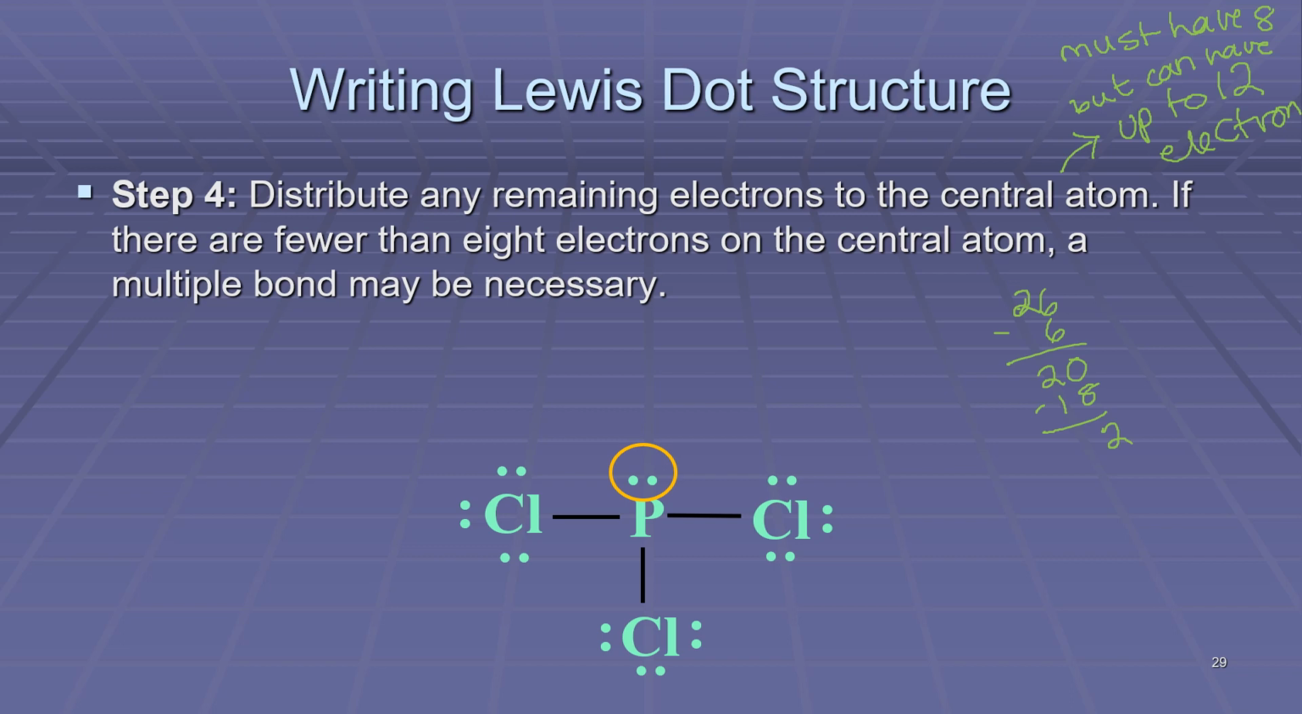And then you want to go back and make sure everybody's happy. So this chlorine has 2, 4, 6, 8. This chlorine, 2, 4, 6, 8. This chlorine, 2, 4, 6, 8. And the phosphorus has 2, 4, 6, and those 2 make 8. They have to have at least 8, and once they have 8, we're good.